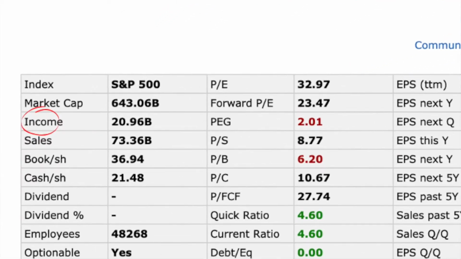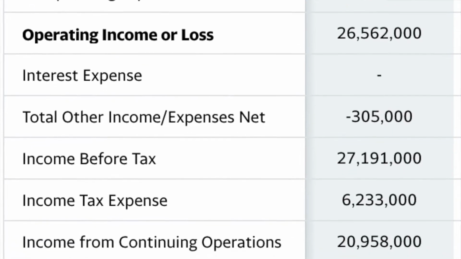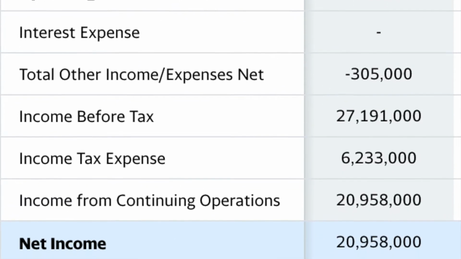Next box, we have income. And income is pretty self-explanatory. It is basically how much the company makes at the end of the day after subtracting all the operating expenses from the revenue. This is also the company's profit. Many companies nowadays report a lot of revenue, but they don't report profit. And to get more information on that, you would actually have to go to the company's financial statement and dig further and see why they're not reporting profit just yet.